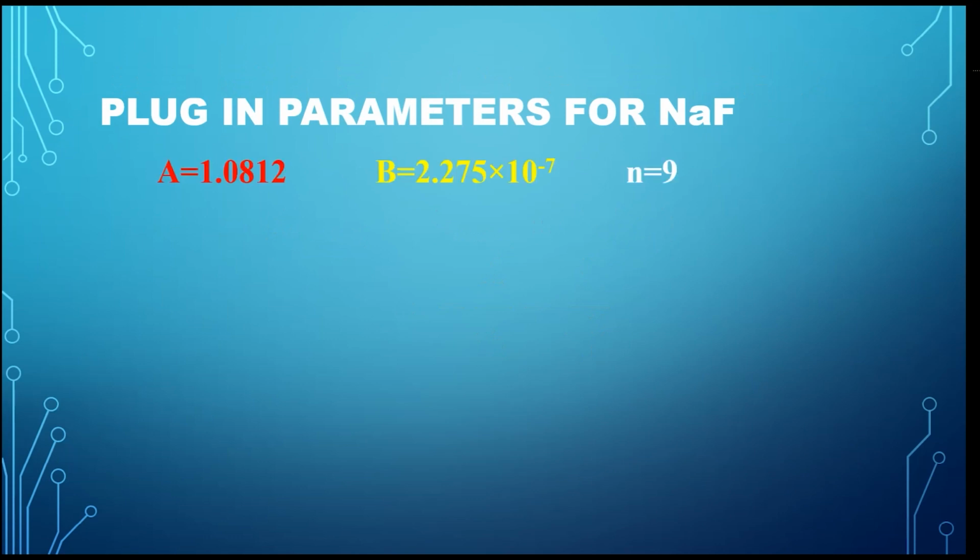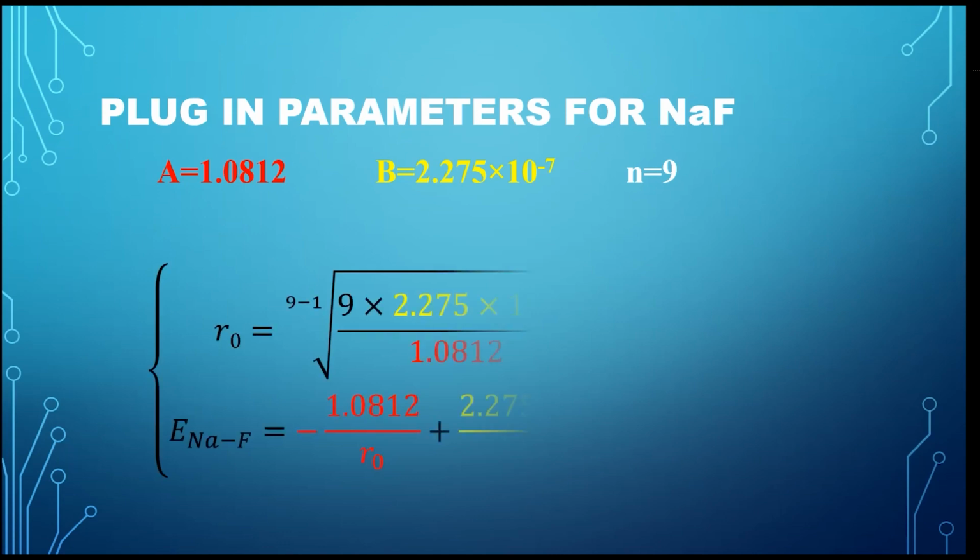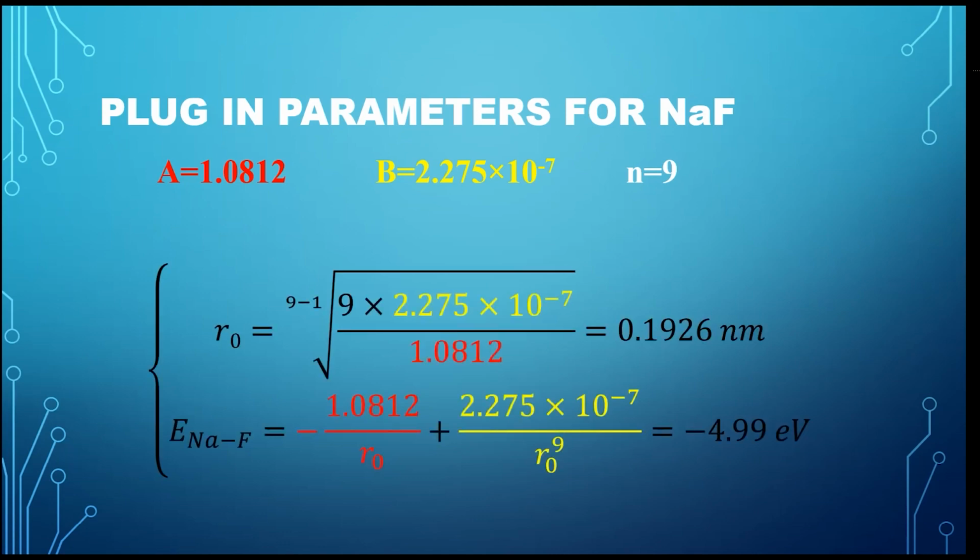Now we plug in the parameters for sodium fluoride, where A equals 1.08, B equals 2.275 times 10 to the minus 7, and n equals 9 for NaF. Ultimately, we can obtain that the bond length of sodium fluoride is 0.1926 nanometer, and the bond energy is minus 4.99 eV.